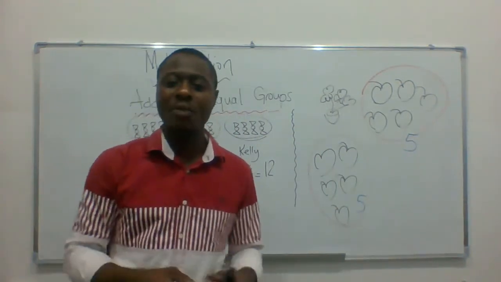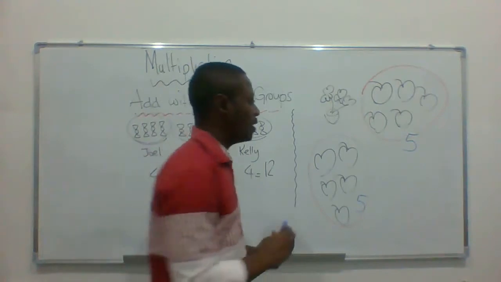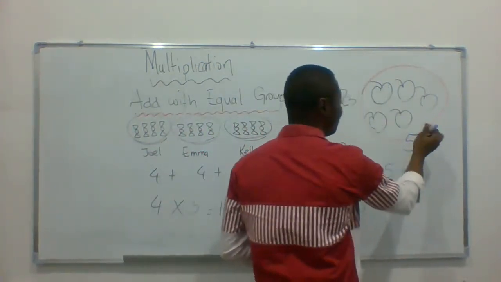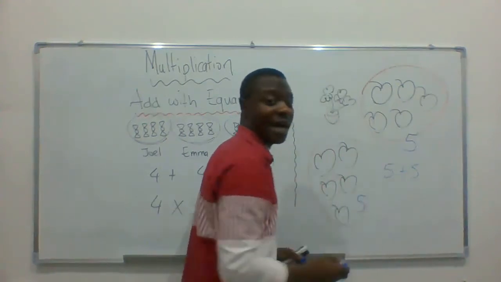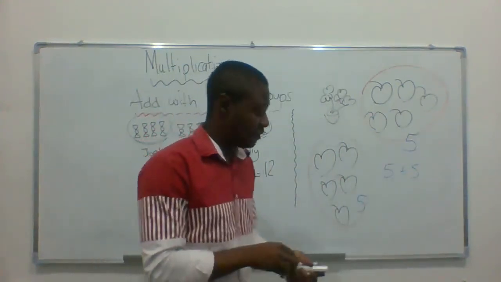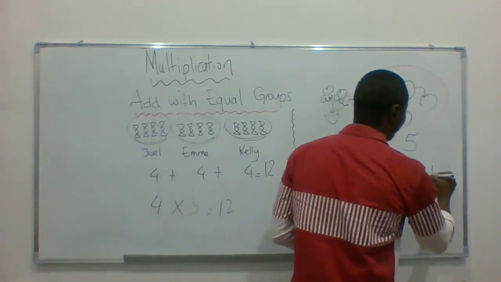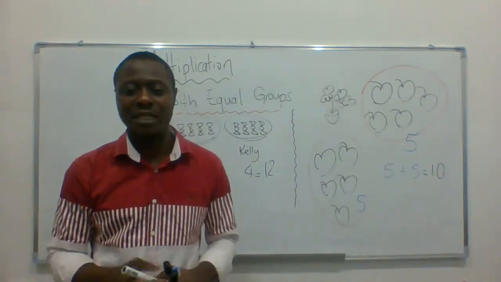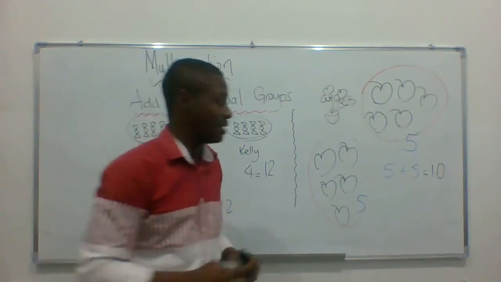Good. Now, how many tomatoes does Mr. Jerry have in all? He has 5 plus 5. This first 5 plus the second 5. So when I add 5 plus 5, you already know what 5 plus 5 is, and this is equal to 10.